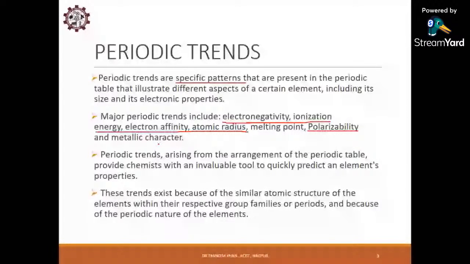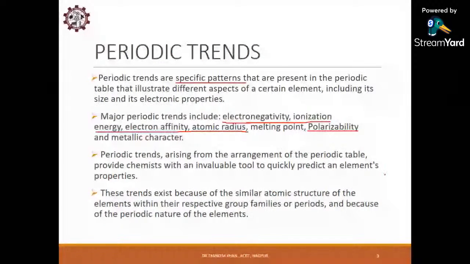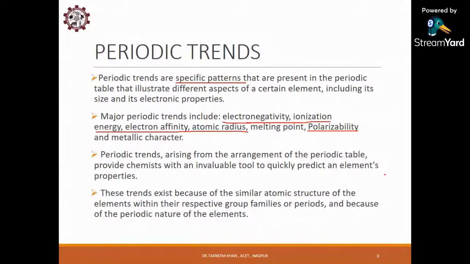So the periodic trend basically arises from the arrangement of the periodic table that provides the chemist, the student or the faculty with an invaluable tool which helps in quickly predicting the properties of the element. These trends exist because of the similar atomic structure of all the elements within their respective group, or family, or period, because of the periodic nature of the elements. And this has been told to you in the last class also.